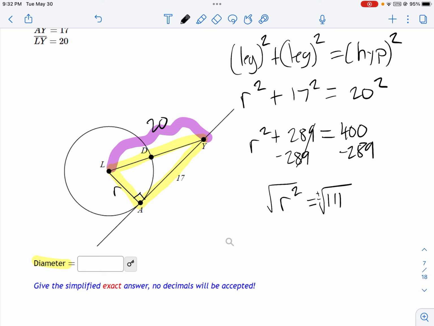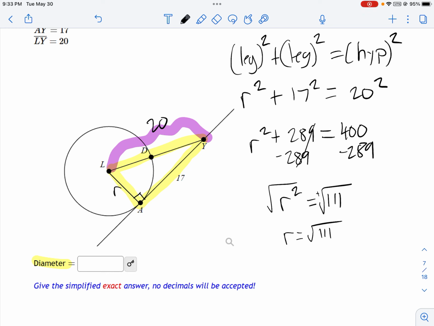Technically, you do have the plus or minus, but we're only looking for positive lengths. Lengths cannot be negative, so we only have the positive square root. r is the positive square root of 111. Now, does it simplify? No, it doesn't. That's 3 times 37, where 37 is a prime number. 37 is not simplifying any further. You don't have 2 of the same thing. So the square root of 111 is as good as it gets.